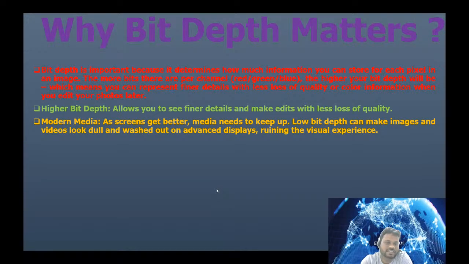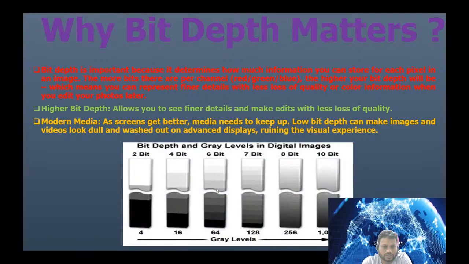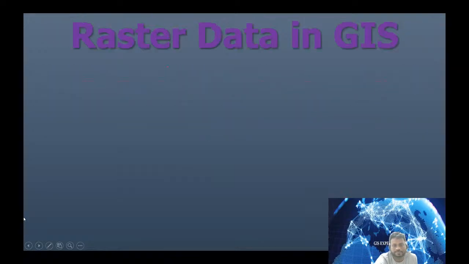As modern media and screens get better, the medium needs to keep up. Low bit depth can make images and videos look dull and washed out on advanced displays. So you see, 2-bit is bitonal, only black and white. 4-bit is 2 to the power 4. Here you see the gray levels. And 10-bit shows 1024 colors, as displayed here.